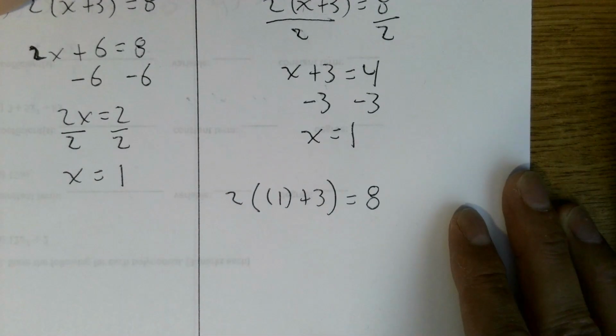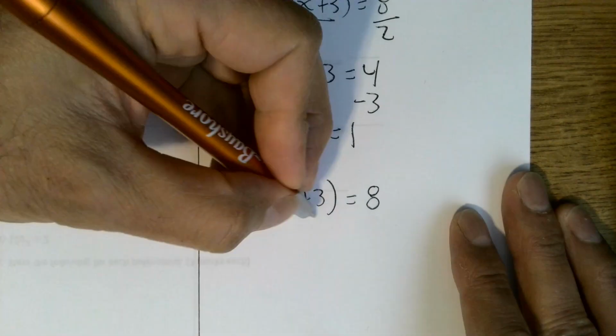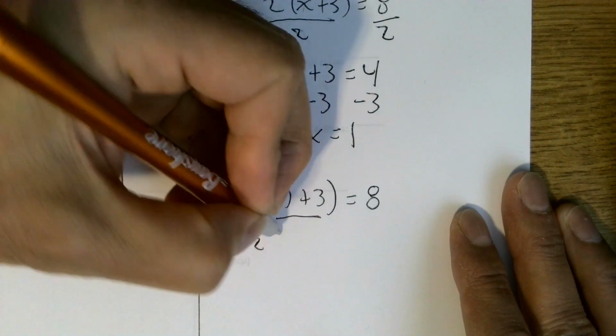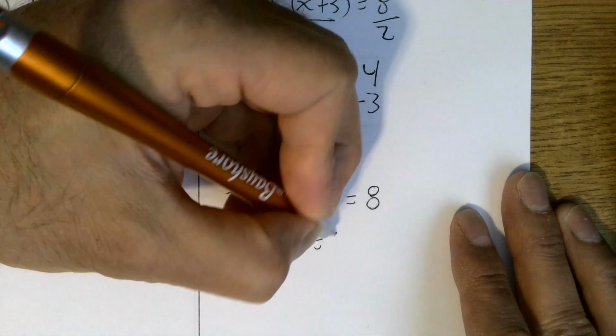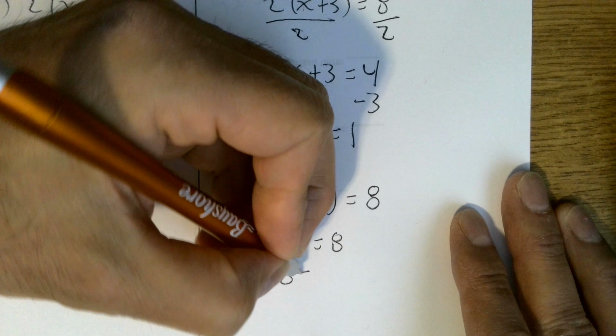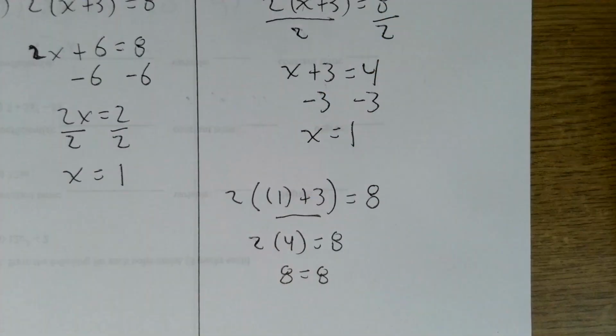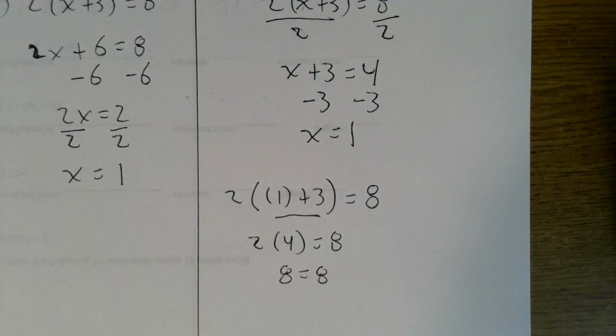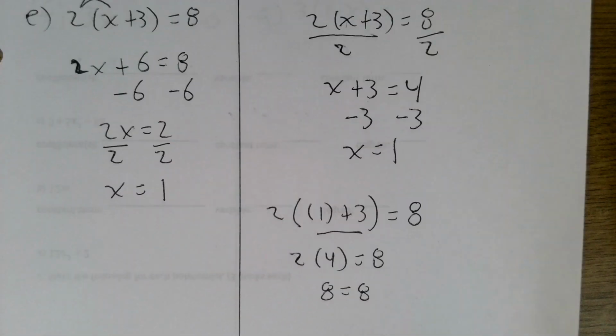Okay, and now normal BEDMAS. I need to do the brackets first, so I've got 2 times 4 equals 8, and 2 times 4 is 8, so I get 8 equals 8, which is correct. All right, 2 more questions.